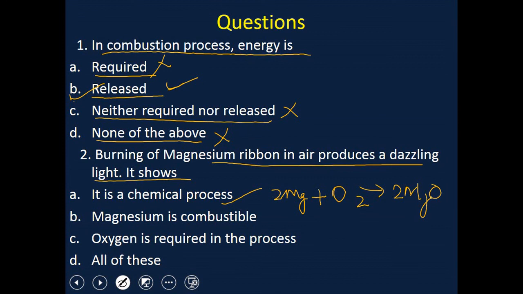Then, magnesium is combustible. Yes, of course, magnesium is combustible. That's why the process of combustion is taking place. Oxygen is required in the process. Again, you will very confidently say, yes, oxygen is required, because without the presence of oxygen, which is a supporter of combustion, the process of burning will not take place. So, what is the final answer? D. All these points are correct. So, this option is a correct option.